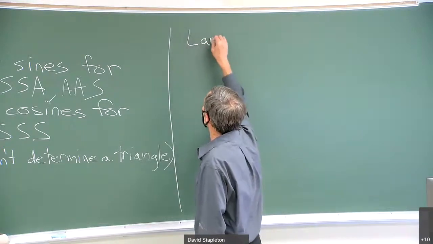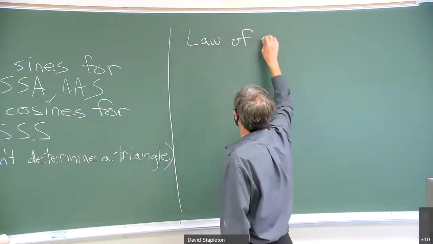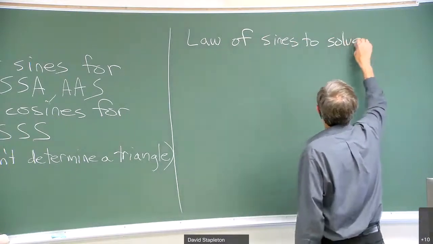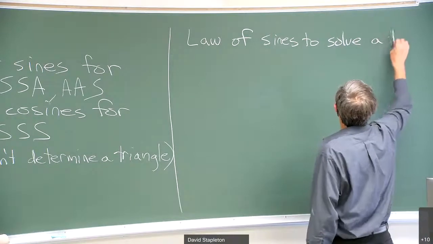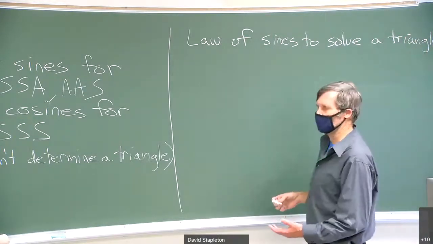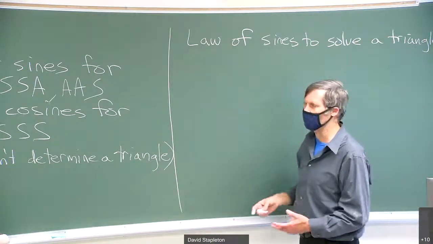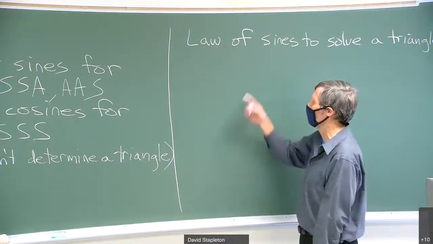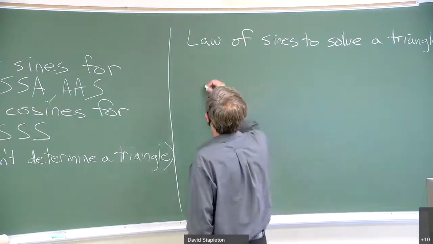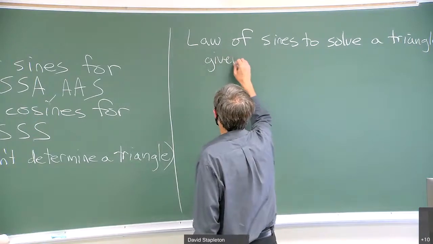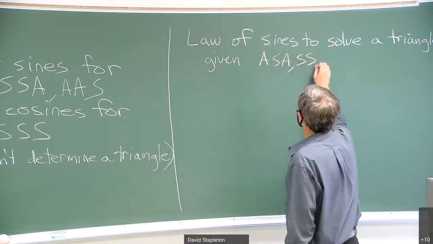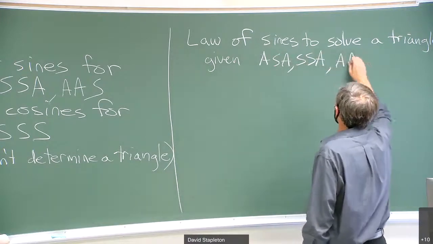So the topic for today is to use the law of sines to solve an oblique triangle. But the right triangle works too. I shouldn't say these don't work. The thing is that the right triangle methods we already learned are faster, so who would want to use a slower method to do the same thing? Law of sines to solve a triangle given angle, side, angle, side, side, angle, or angle, angle, side.